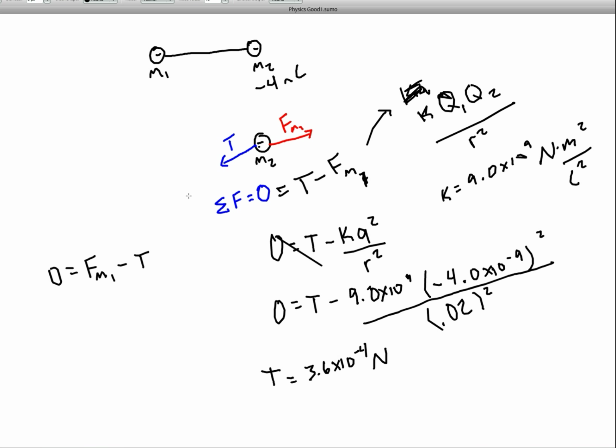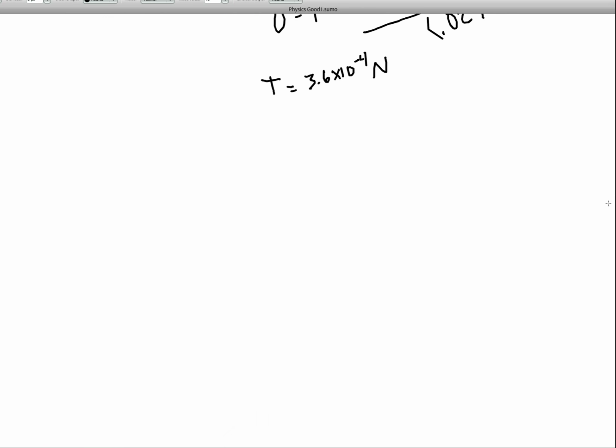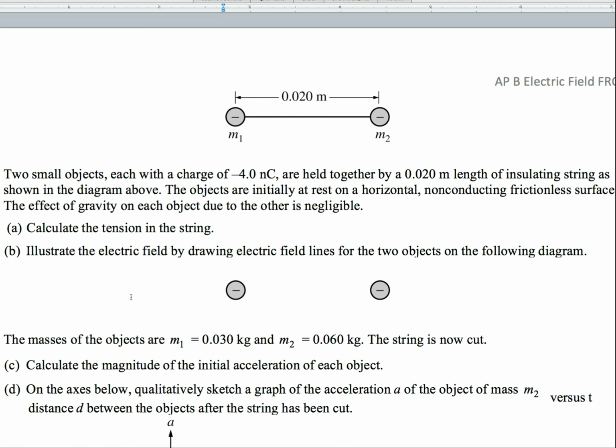Again, it doesn't really matter what you do, just as long as you keep the same sign convention throughout the problem. So let's look at part B. Part B asks us to, it says, illustrate the electric field by drawing electric field lines for the two objects on the following diagram.